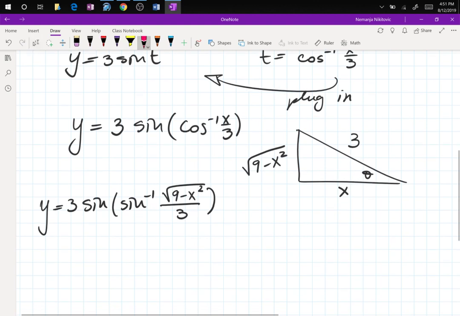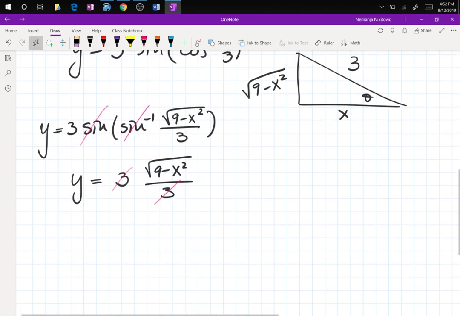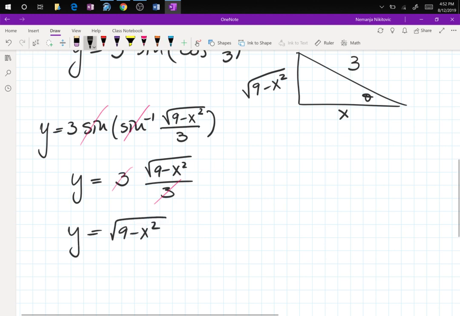At this point, sines cancel. We have y equals 3 times square root of 9 minus x squared over 3. Now the 3 cancels. And we get y equals square root of 9 minus x squared. Square both sides, that's y squared is equal to 9 minus x squared. And move x squared to the other side to get the equation for the circle.